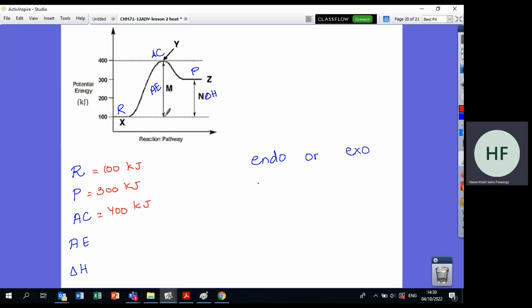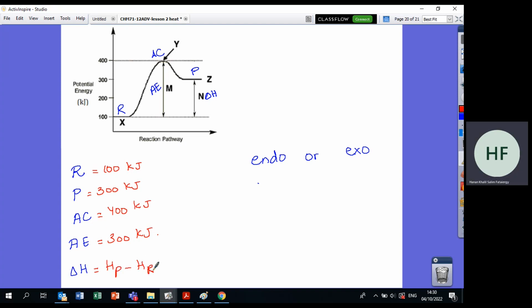Okay, now AE is the distance from here to here. One common mistake is that students say AE is 400. This is not correct. AE is from here to here, not from the bottom. So from 100 to 400, from reactants to activated complex. So how much is this distance? This is 300 kilojoules. Okay, now delta H is heat of products minus heat of reactants.